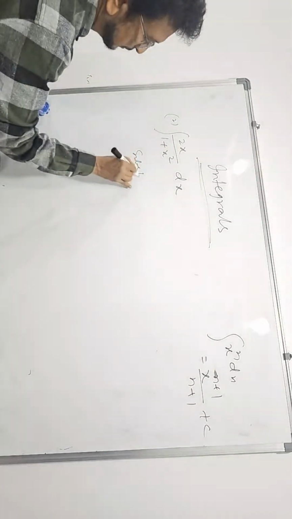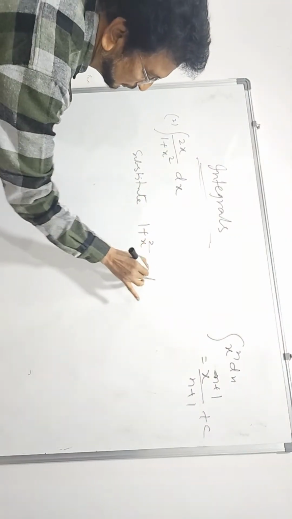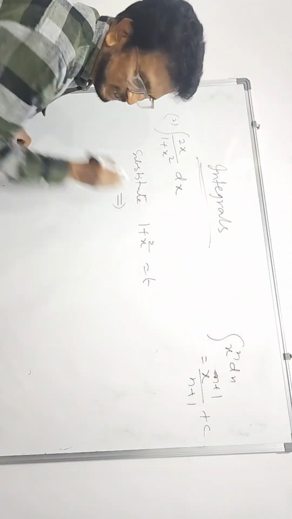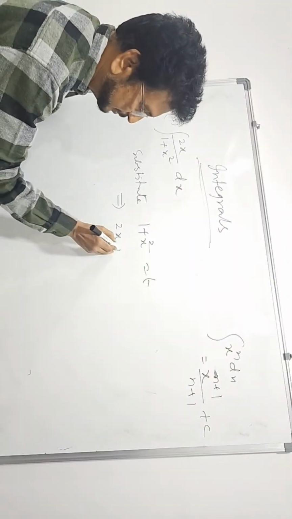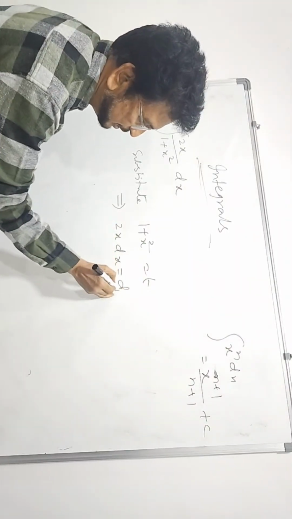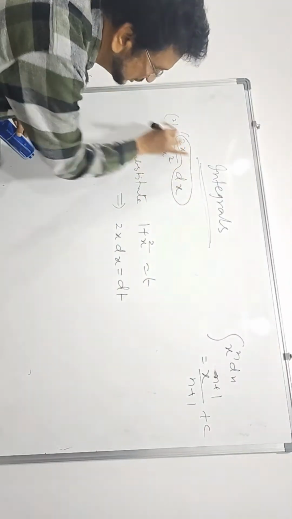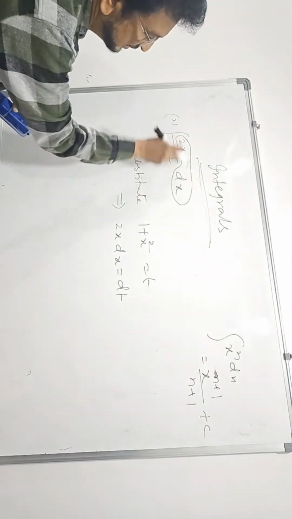Substitute 1 plus x square is equal to t. Differentiate both sides with respect to x. d by dx of 1 is 0. d by dx of x square is 2x. So 2x dx is equal to dt. See here, 2x dx is existing in the question itself, which means we supposed correctly. This is t, this is dt.